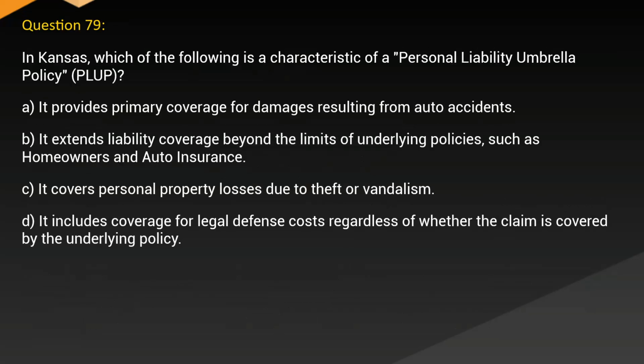Question 79. In Kansas, which of the following is a characteristic of a personal liability umbrella policy? A. It provides primary coverage for damages resulting from auto accidents. B. It extends liability coverage beyond the limits of underlying policies, such as homeowners and auto insurance. C. It covers personal property losses due to theft or vandalism. D. It includes coverage for legal defense costs regardless of whether the claim is covered by the underlying policy.